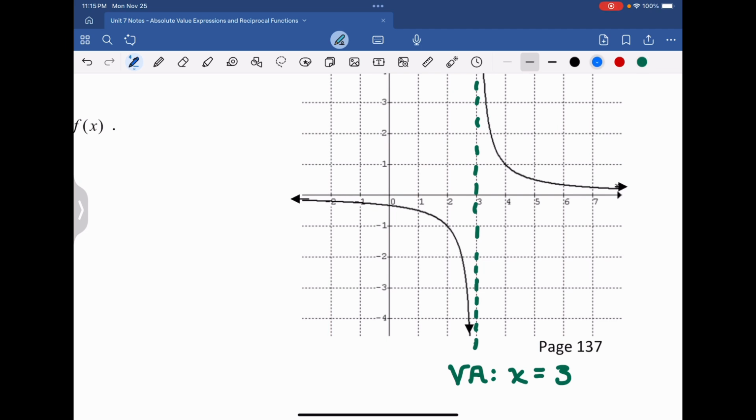Now, what does this mean? We actually have one of the original points. It's along here as the x-intercept. Your x-intercept is the vertical asymptote on the reciprocal function.